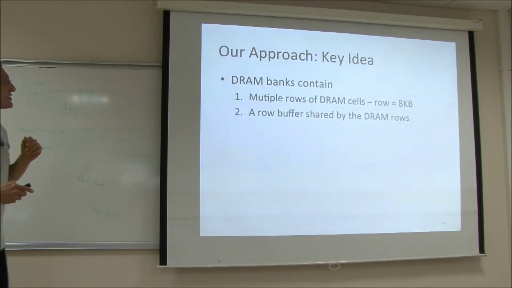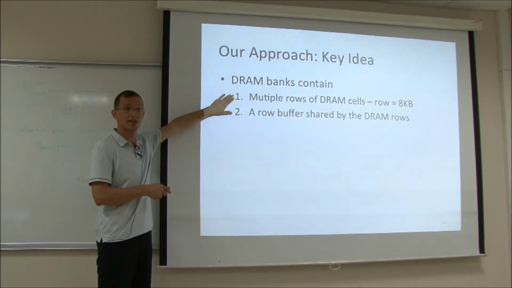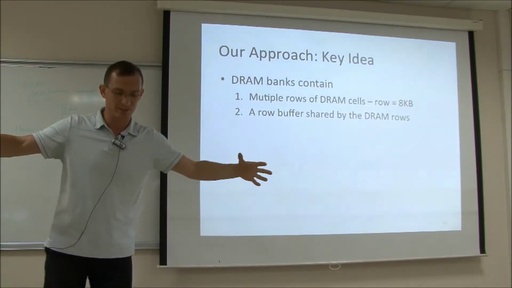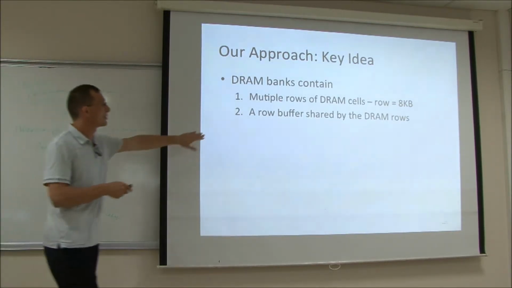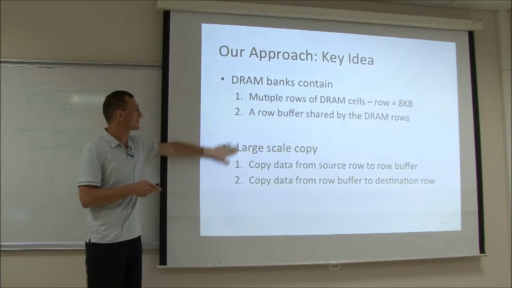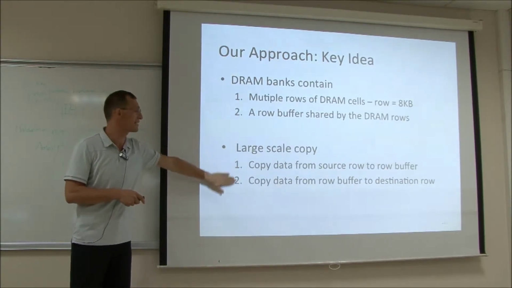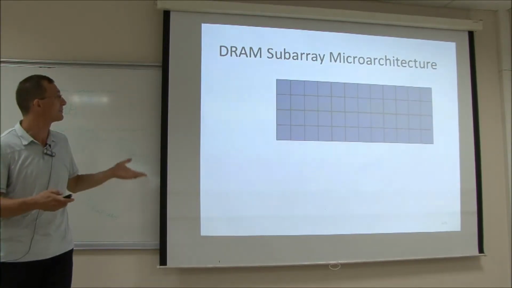So the key idea is DRAM banks contain multiple rows of DRAM cells, and rows are on the granularity of 8 kilobytes today. And a row buffer is shared by the DRAM rows. So you can do a large-scale copy by copying the data from the source row to the row buffer first, and then from the row buffer to the destination row next. That's the idea. It's very simple.